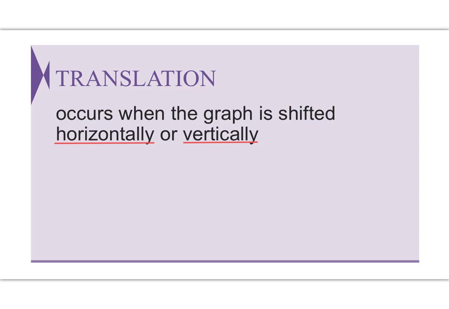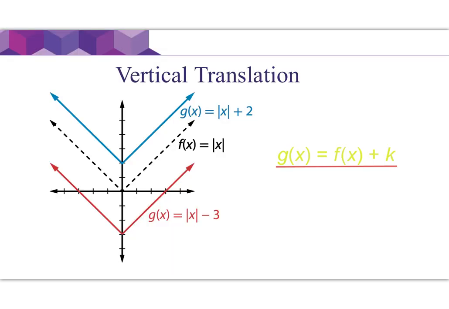Now we're looking at translating these functions when they are shifted. A translation occurs when the graph is shifted horizontally or vertically. So first, let's talk about a vertical translation. A vertical translation means that we are going to move this function up or down.